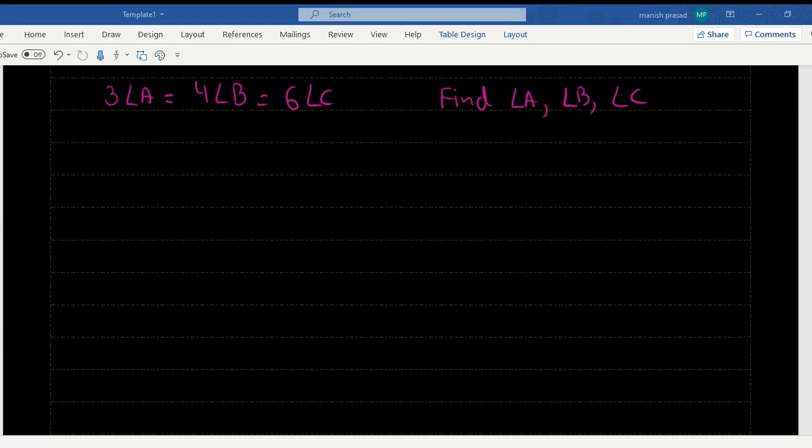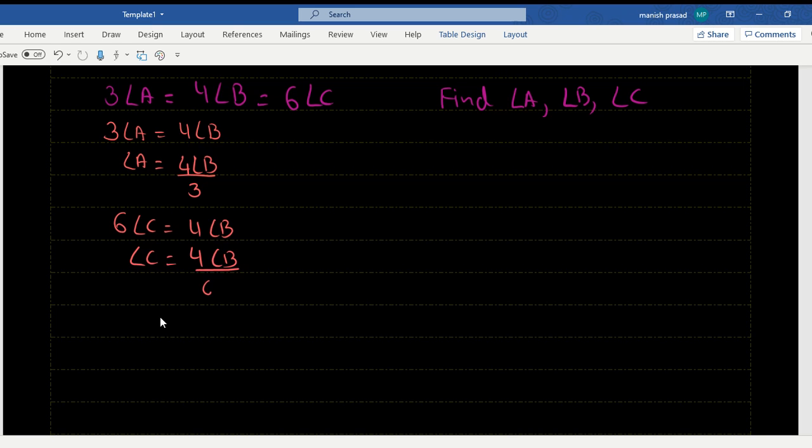A is 60, C is 40. Okay, let's check. The first thing that I would do here is trace: 3 times angle A is equal to 4 times angle B. So angle A would become 4 times angle B upon 3. Similarly, 6 times angle C is 4 times angle B, so angle C is equal to 4 times angle B upon 6.